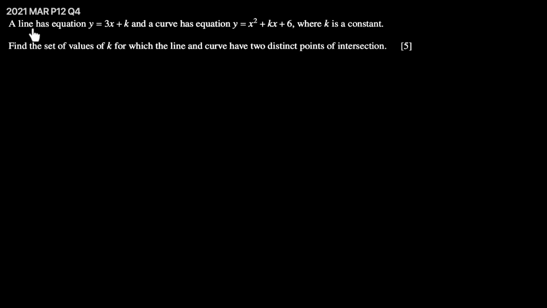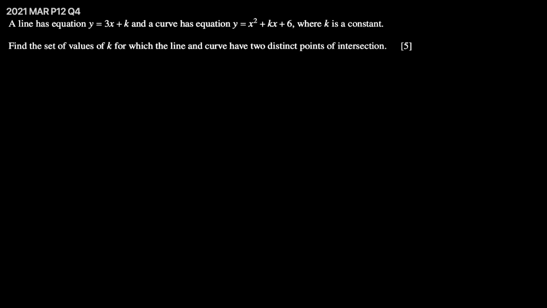This question says a line has equation y is equal to 3x plus k, and a curve has equation y is equal to x squared plus kx plus 6, where k is a constant. Find the set of values of k for which the line and curve have two distinct points of intersection.